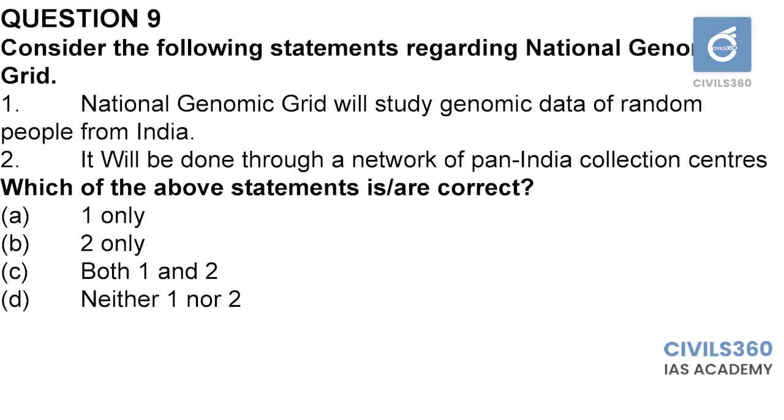Question number 9. Consider the following statements regarding the National Genomic Grid. Statement 1. The National Genomic Grid will study genomic data of random people from India. Statement 2. It will be done through a network of pan-India collection centers. So, what is this really, this National Genomic Grid? It was announced lately by the government.